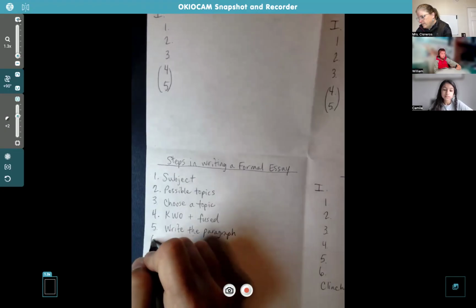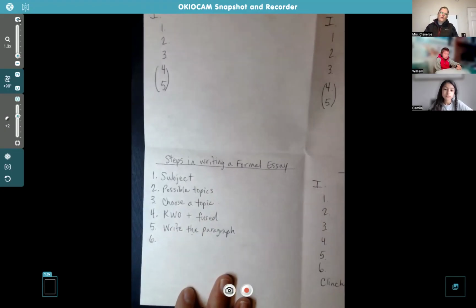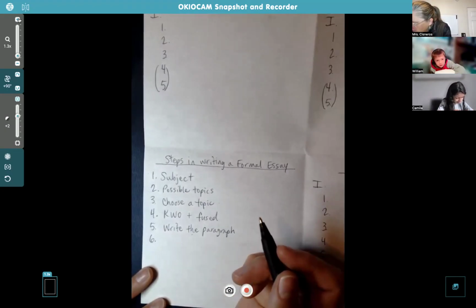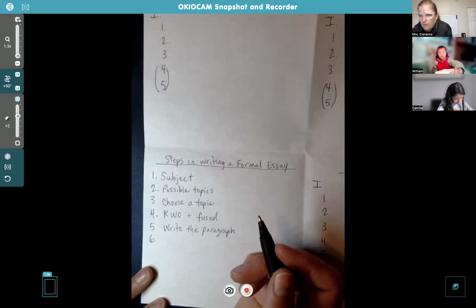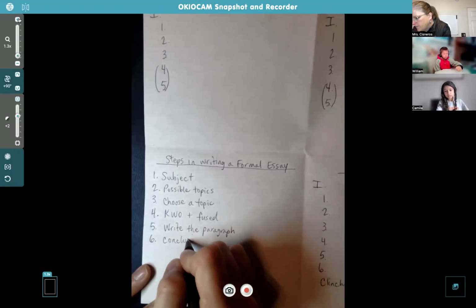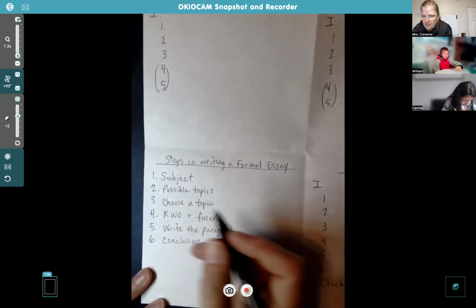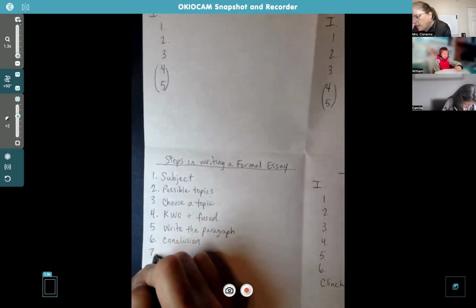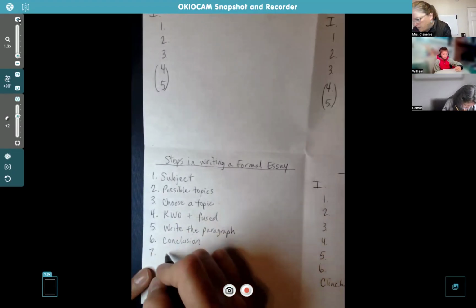So let's pretend you have all 3 paragraphs done. Then what? This is for a formal essay. So what part do we write after all 3 body paragraphs are done? What do we write next? William? Introduction and conclusion. Yes, you're right. But we do the conclusion first. So I'm going to put conclusion, because it seems backwards, but the very, very last thing you're going to write is your introduction.